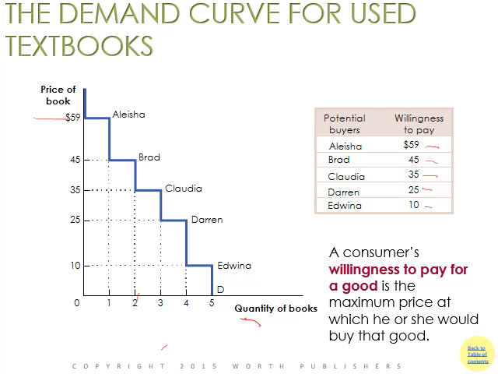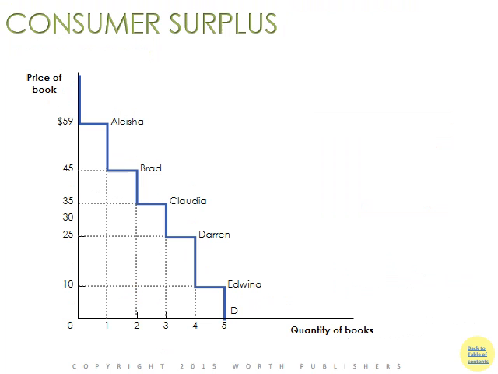Similarly, when the price decreases to $25, Darren is willing to buy the book, and the total quantity demanded is 4. And when the price is $10 or below, Edwina buys the book, and the total quantity demanded is 5. So using this willingness to pay data, we can derive the market demand curve for used textbooks, assuming there are 5 consumers in this market. And the area under this demand curve gives us the total willingness to pay in this particular market.